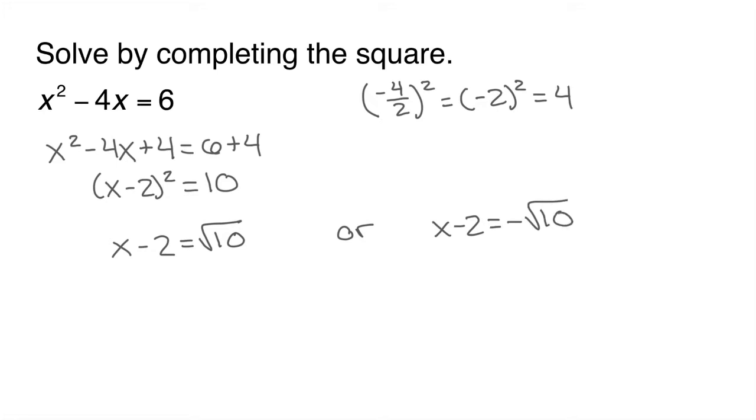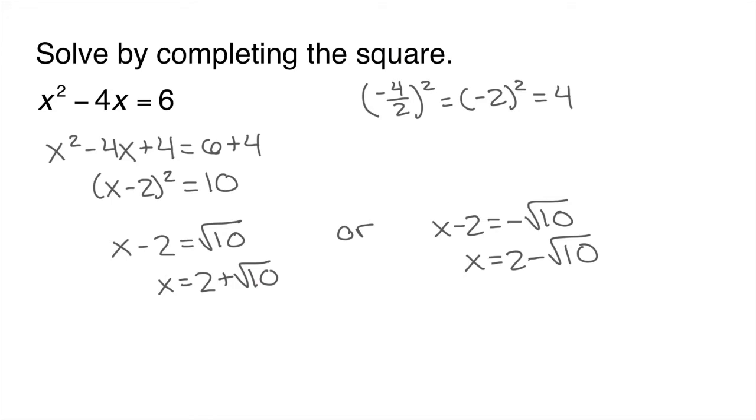Solving both of these equations, we have x equals 2 plus the square root of 10, or x equals 2 minus the square root of 10. If we substitute both of these values of x into the original equation, we find that both solutions are valid. They do check and result in a true statement.